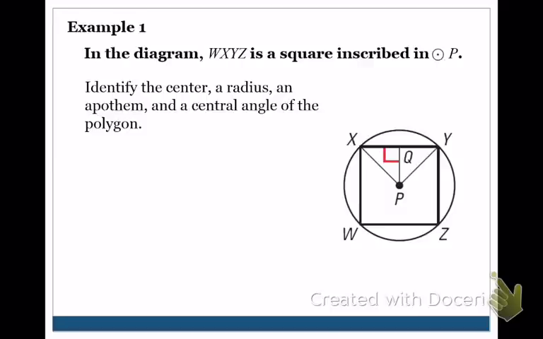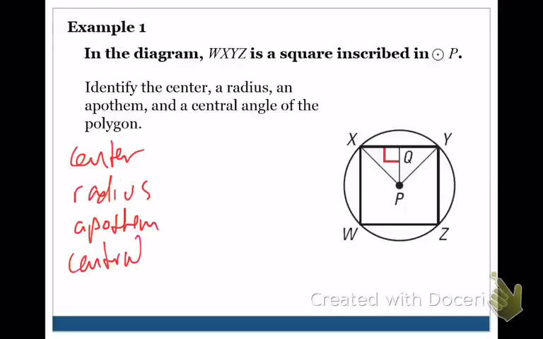Quick example here, just so we can pick out the center, radius, apothem, and the central angle. Take a look at this diagram and come up with the center for that polygon, the radius for this polygon, the apothem, and then a central angle. Pick those out and then start the video back up and see if you're able to pick them out.